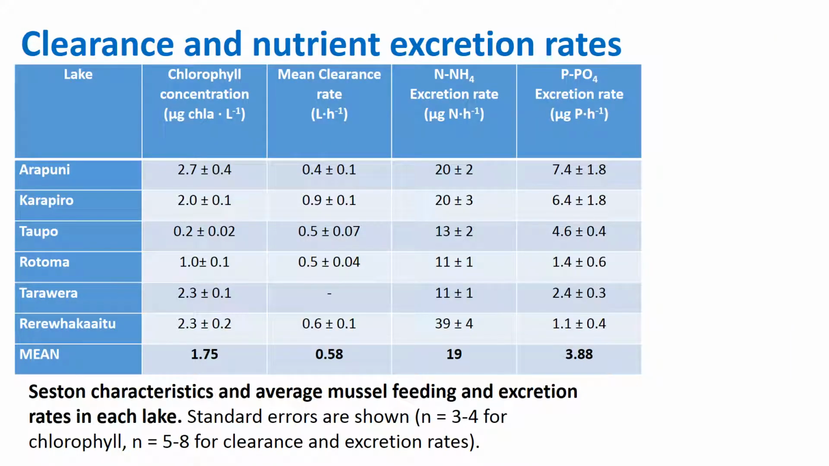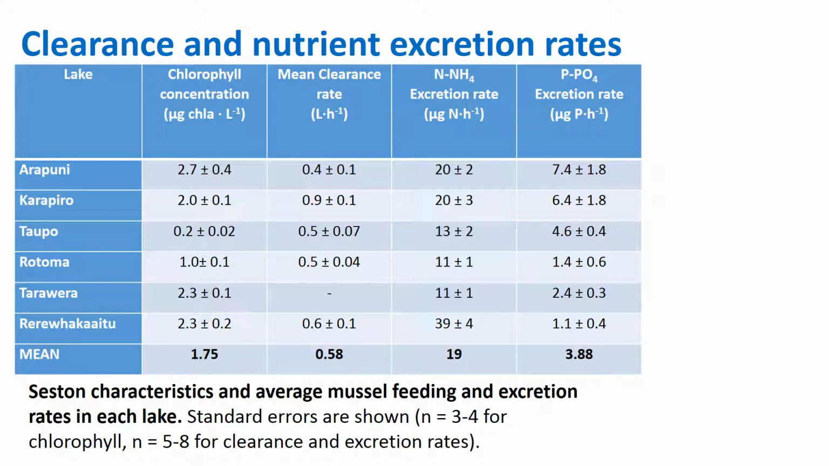So first of all, the work done by Helene Sir. Helene looked at nutrient excretion and clearance rates in 6 Waikato and Bay of Plenty lakes, 3 as part of the Taupo to Karapiro hydro lake network, and 3 in the Rotorua lakes. And she measured chlorophyll a concentrations in the water, the clearance rate of the mussels in terms of litres per hour, and the amount of ammonia and phosphate that they excreted in terms of micrograms per hour.